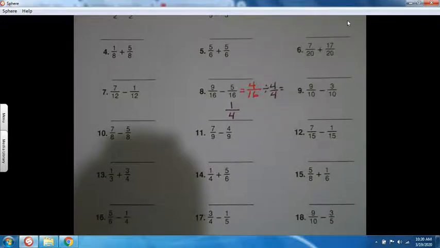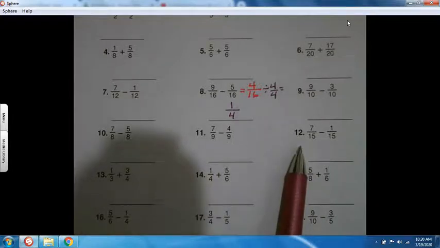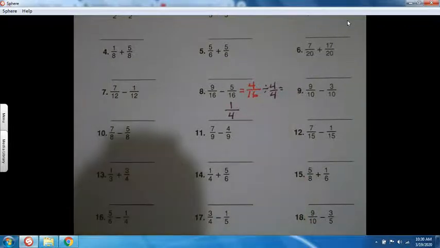The rest of these, 1 through 12, you do not have to write them horizontal or vertically. You just keep them horizontal like this. If you want to do them vertically, that's fine. All right.